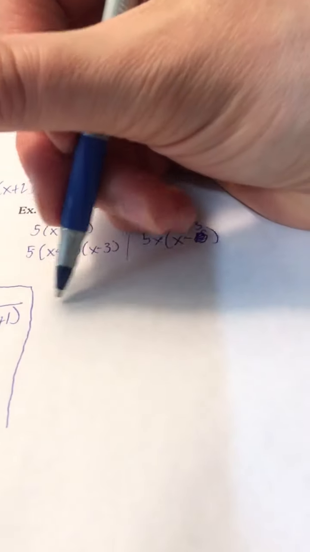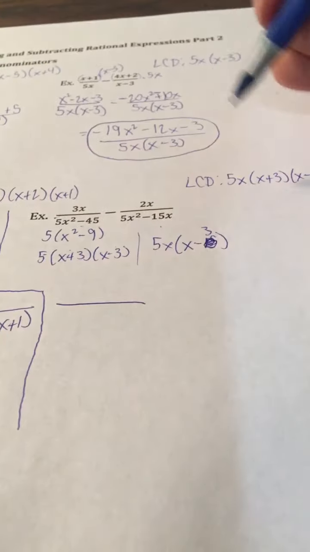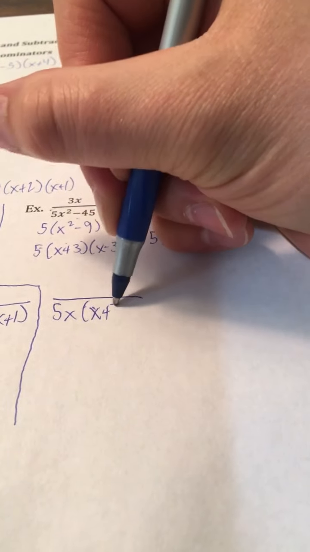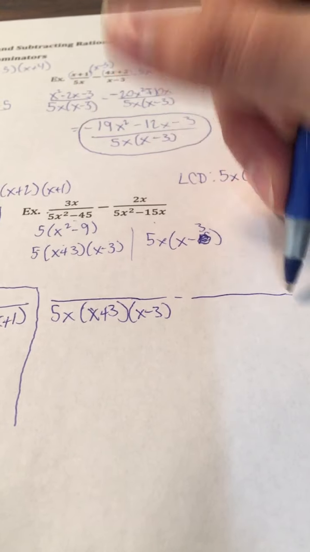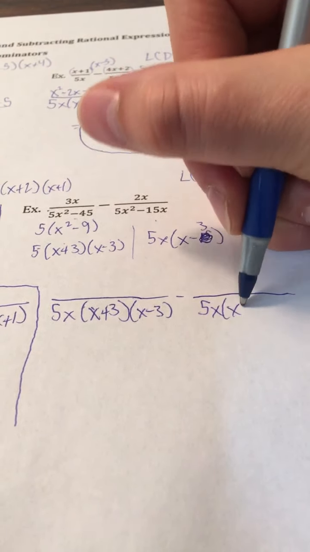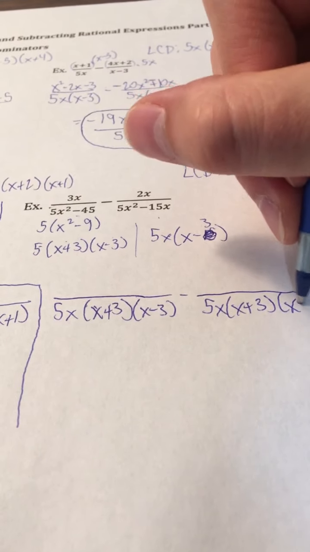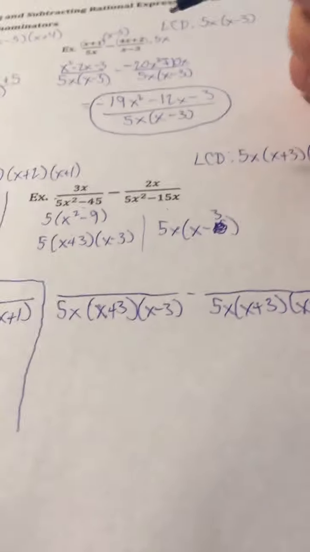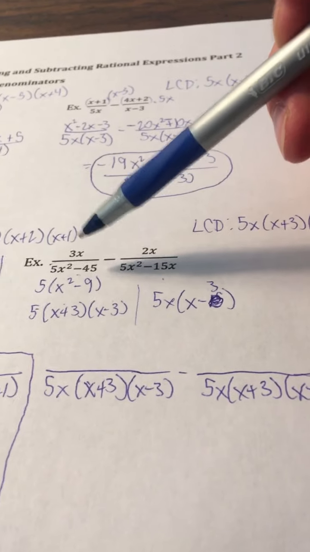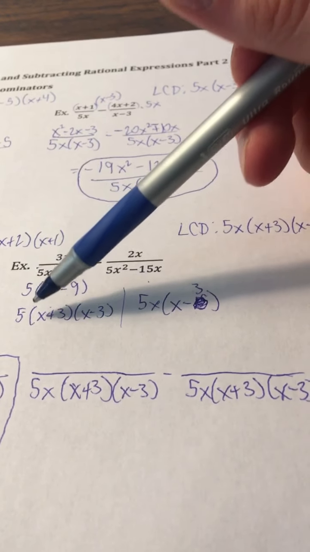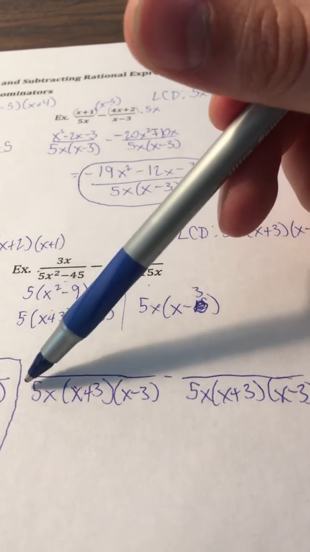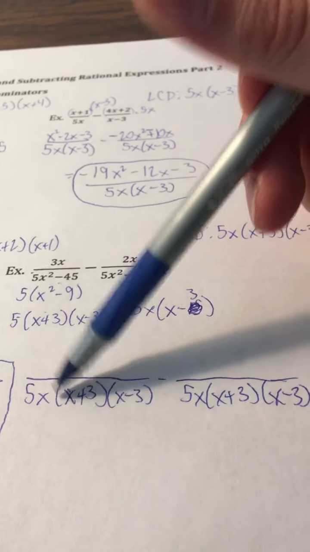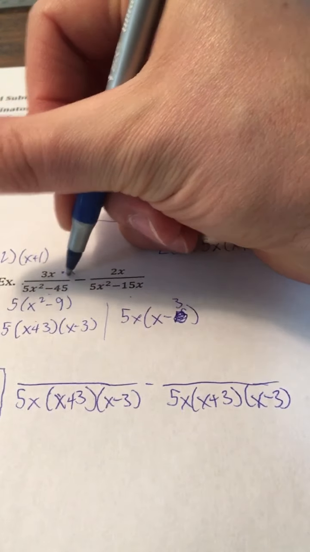So let's make both of these fractions over that. 5x, x plus 3, x minus 3. So again, I'm just going to go through and multiply each of these fractions by whatever is missing. So look, when we factor the bottom of the first one, we had x minus 3, we have x plus 3, we have the 5. What's the only thing missing? x. I just need to multiply the first fraction times x.